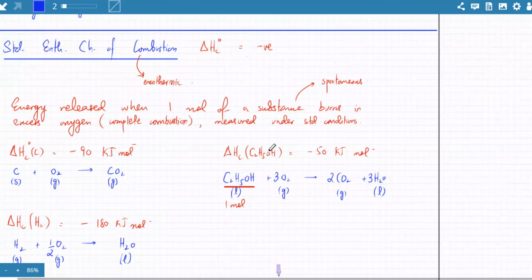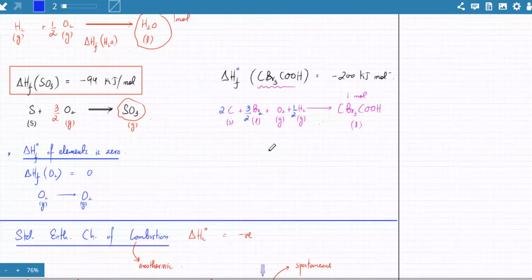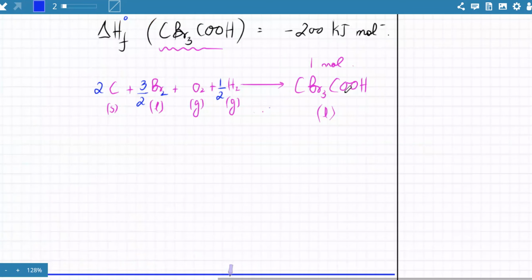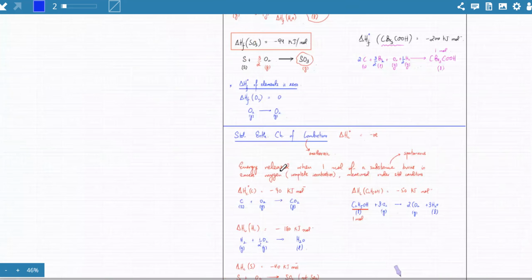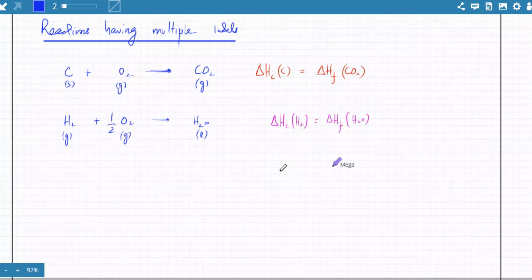So most of them you can't assign multiple labels. For example, this would always be called enthalpy of formation of this thing. You can't call it enthalpy of combustion of something because nothing is burning. There is no spontaneous reaction. This is not combustion. So only a few times the same reaction can have multiple names.